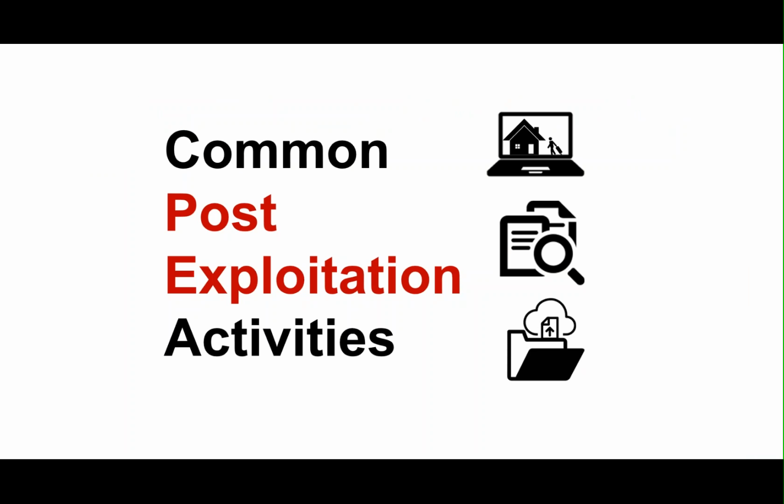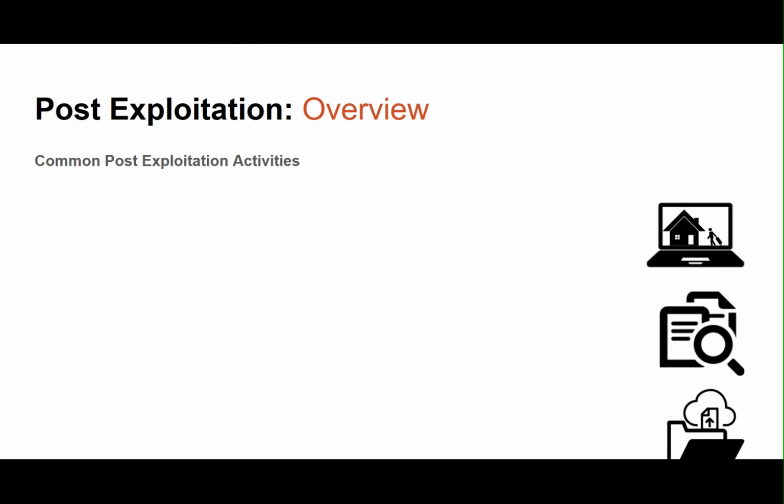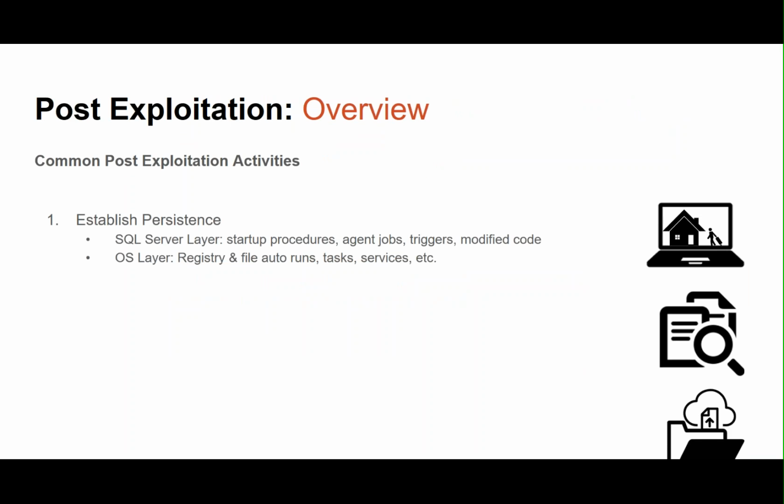So now we're assuming at this point we've taken over SQL Server a variety of ways. We maybe even have some domain admin privileges, and we want to do some common post-exploitation activities. The first and most common is establishing persistence, meaning I'm basically going to backdoor the server. SQL Server is really neat because a lot of the escalation methods I mentioned before can be used as persistence methods: creating a malicious startup procedure, a malicious agent job, a malicious trigger, or modifying existing code. All these things are ways to maintain persistence in SQL Server.